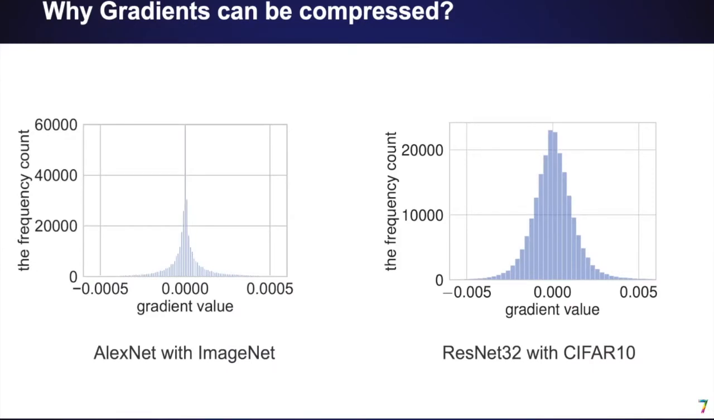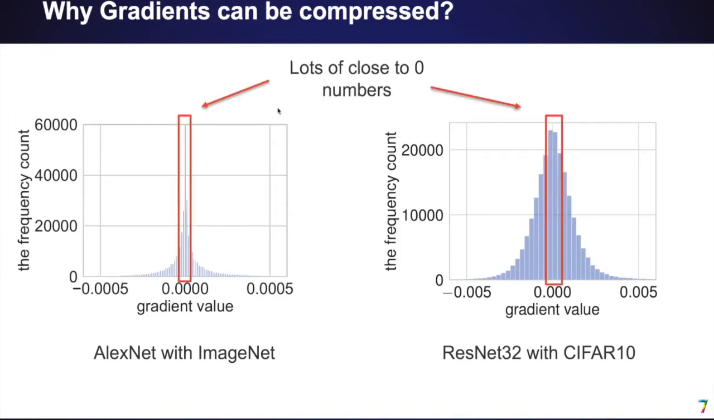Before going to the details of our compression algorithm, let me explain why gradients can be compressed. These two figures show the histogram of gradients we sampled from AlexNet and ResNet during the training. There are a lot of gradients close to zero, and they may have limited contributions in updating gradients. So several Top-k-based methods have been proposed to compress gradients by removing near-zero numbers.